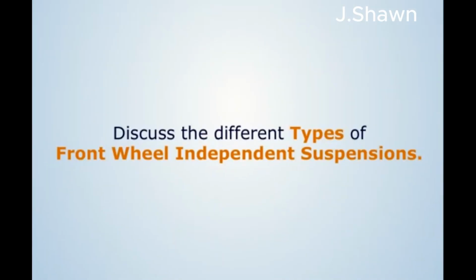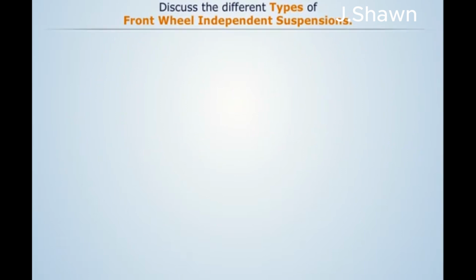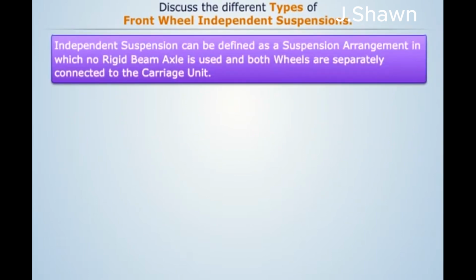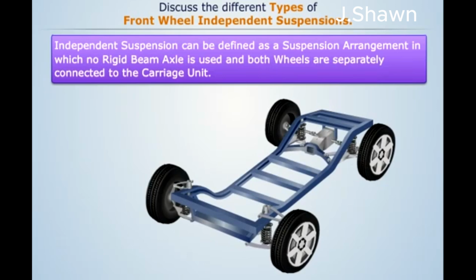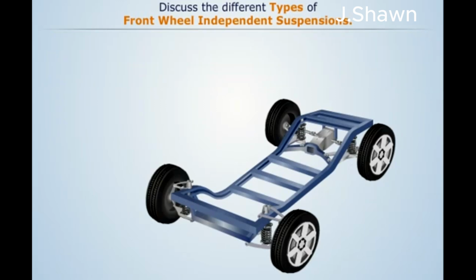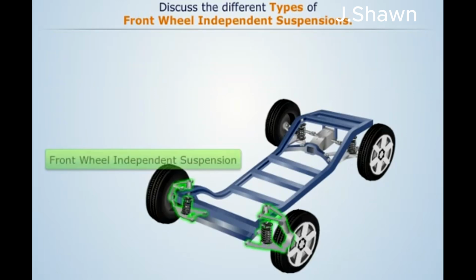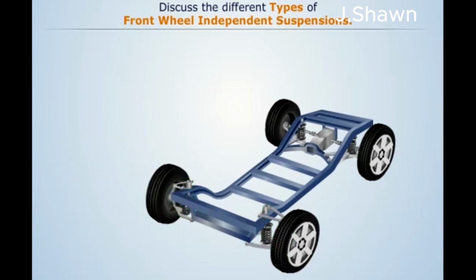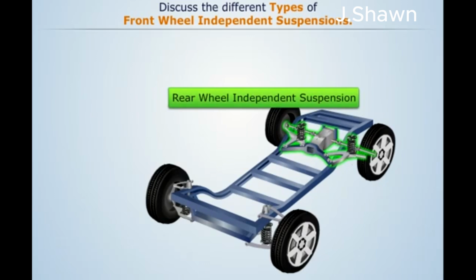Discuss the different types of front-wheel independent suspensions. We know that independent suspension can be defined as a suspension arrangement in which no rigid beam axle is used and both wheels are separately connected to the carriage unit. Independent suspension used for front wheels is known as front-wheel independent suspension, whereas the independent suspension used for rear wheels is known as rear-wheel independent suspension.